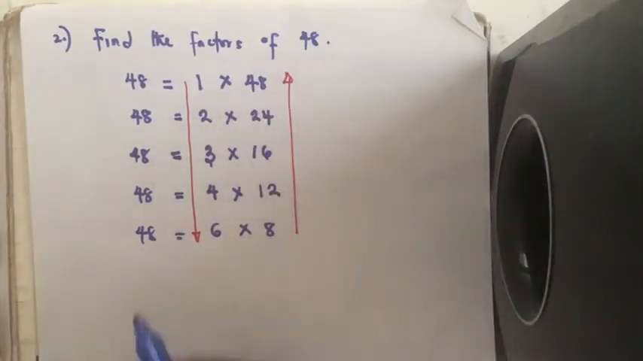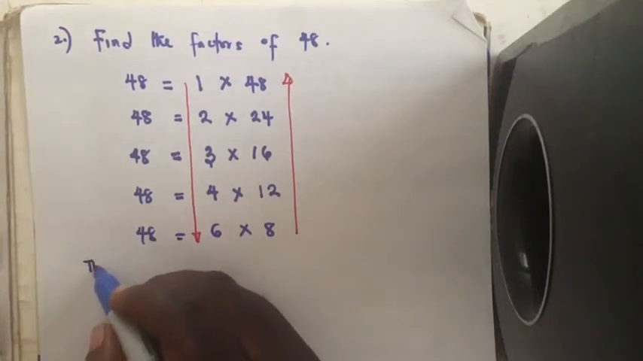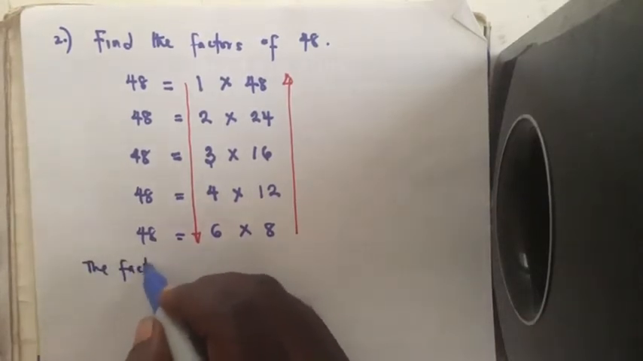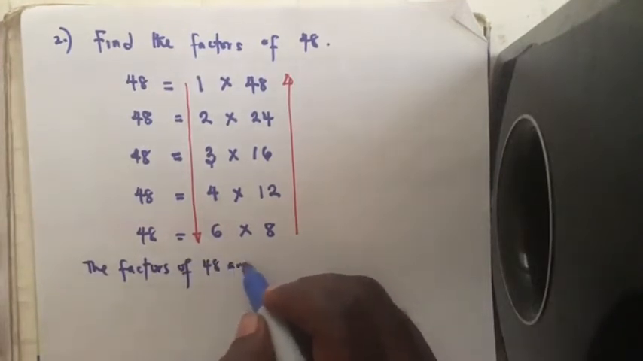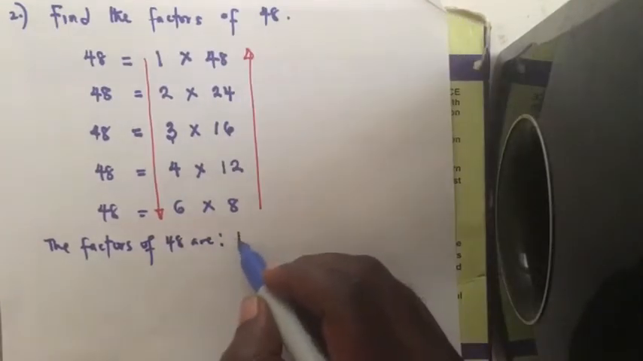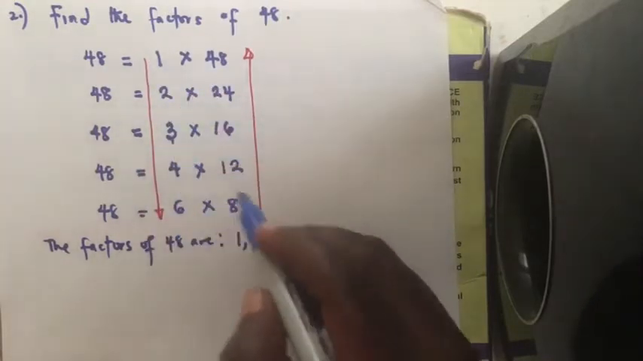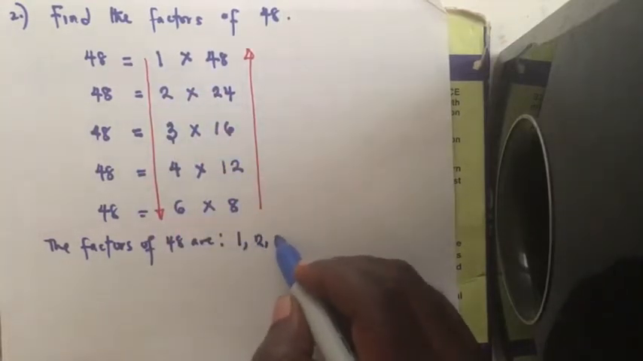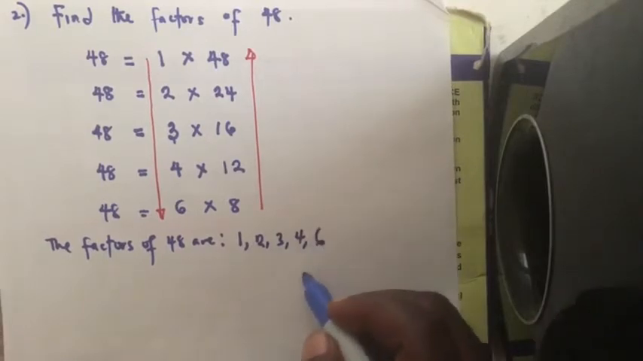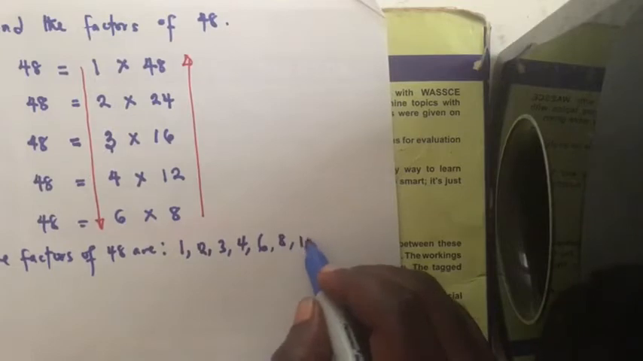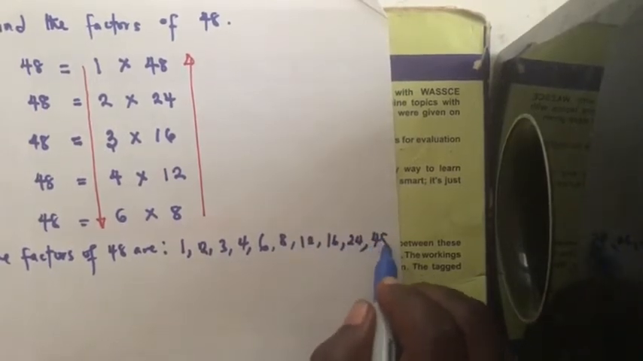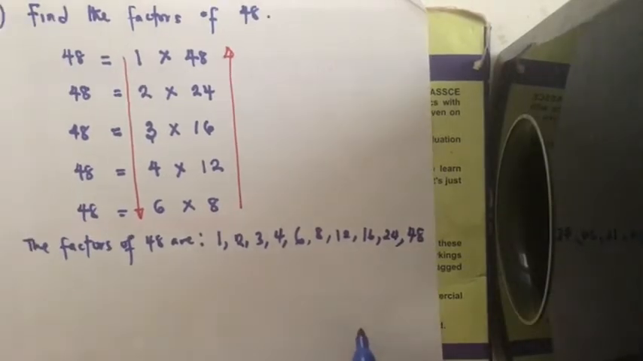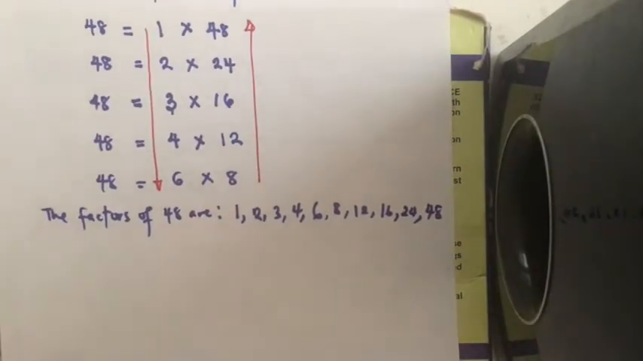So we can now say the factors of 48 are 1, 2, 3, 4, 6. Follow the arrow. 1, 2, 3, 4, 6, 8, 12, 16, 24, and 48. Okay, so that is the solution to this problem.